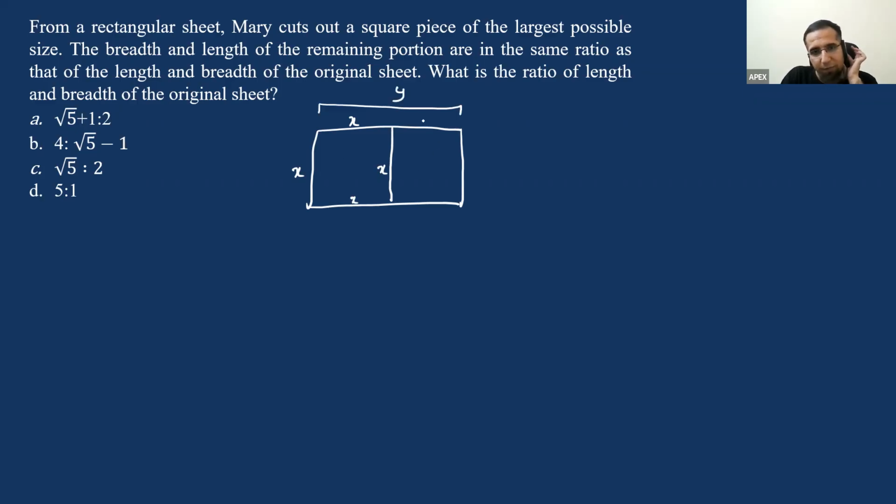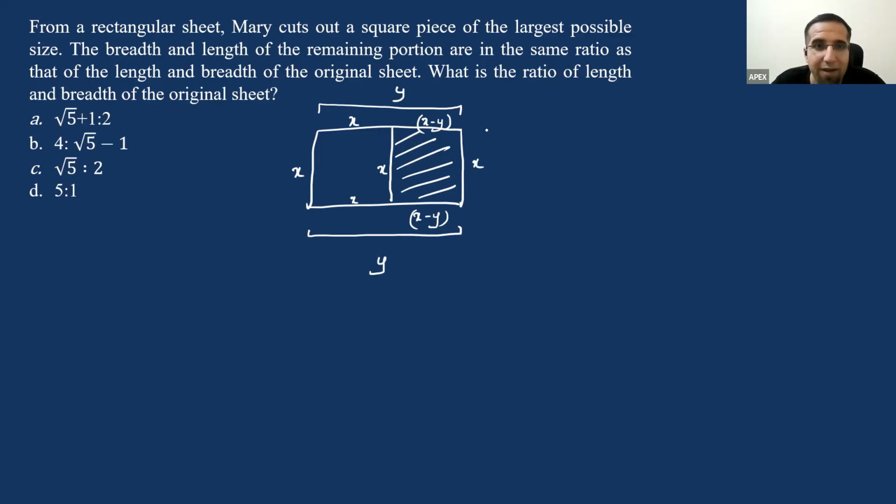Okay. So the remaining portion of the figure: if this complete part is equal to y and this part is x, this is x minus y. This will also be x minus y, and this will be x. So I'm taking width as x and the length as y. The breadth and width of the remaining portion, clear? That becomes x by x minus y. It's the same as the length and width of the original sheet. The length of the original sheet is y and the width of the original sheet is x.